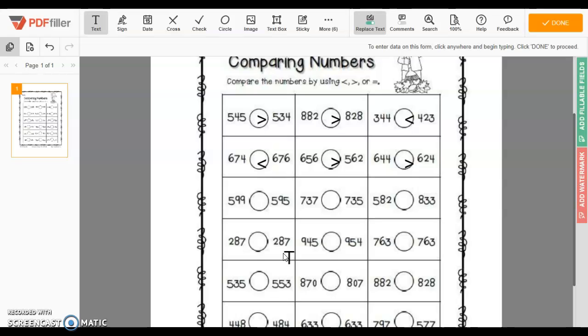Well, we don't have any more place values to look at. We've looked at all 3 of the place values given to us. And all the numbers are the same. So that must mean what? Yep, our numbers are equal. And if our numbers are equal, that means we're going to put an equal sign there.